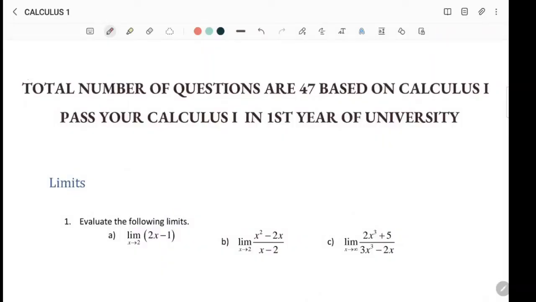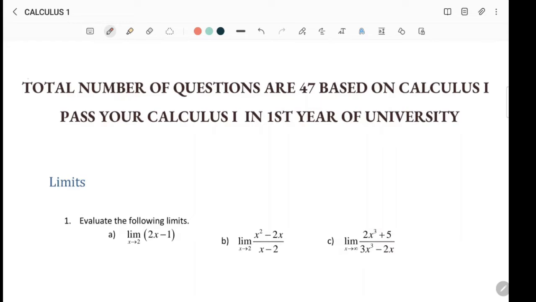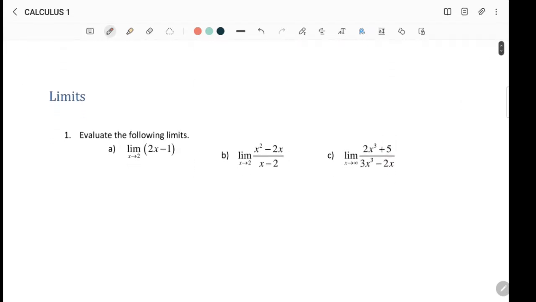So the total number of questions is 47 based on Calculus 1. So pass your Calculus 1 in the first year of your university. Believe me, if you watch the solutions of all 47 questions, then definitely you will pass your Calculus 1 exam. You will not only pass, you will get nice grades, nice percentage. Okay, so let's start with the first topic, that's limits. Here we will learn limits, differentiation, integration. There are almost all topics of Calculus 1.